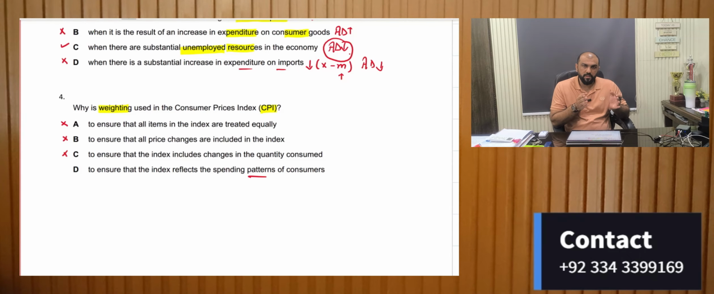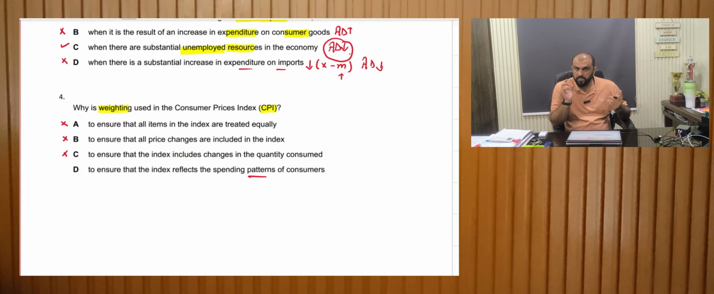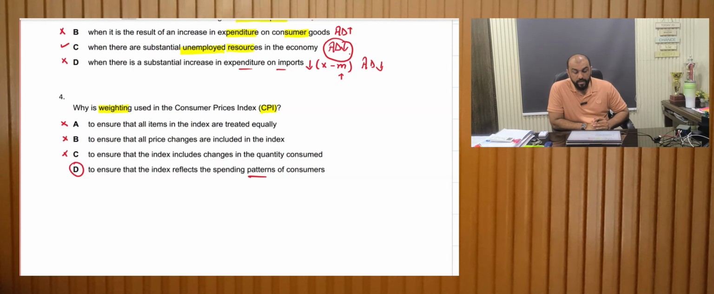That's the basic definition. Now the way I explained it was in easy English. This is how a student would be manipulated, by asking it in a different style. To ensure that the index reflects spending pattern, what does this mean? How much we are spending on food, how much we are spending on leisure. So that is the concept.